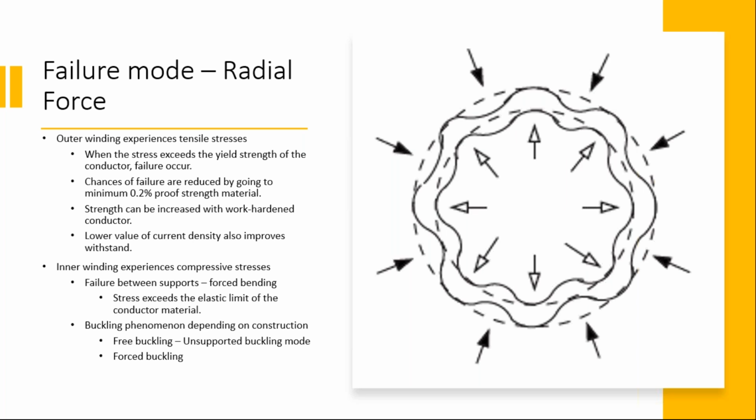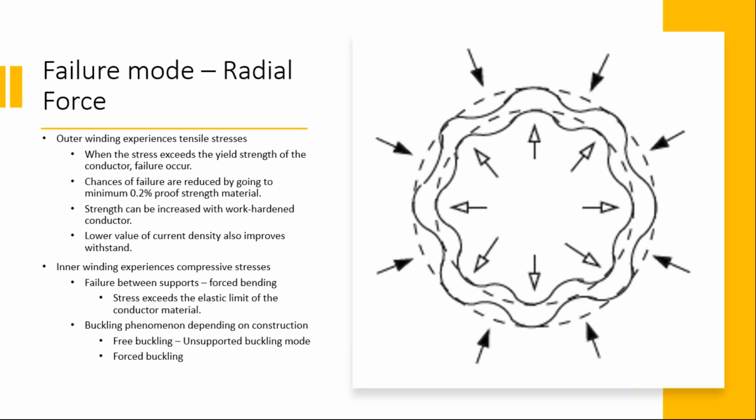And normally the improvement is done with the 0.2% proof strength of the material, and also work hardened material is ordered. And there are certain limits so as not to affect the manufacturing times for the work hardening. Parminder, you can talk about this work hardening and the 0.2% strength.